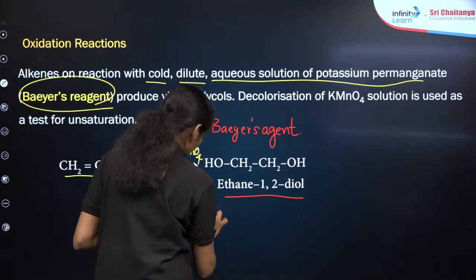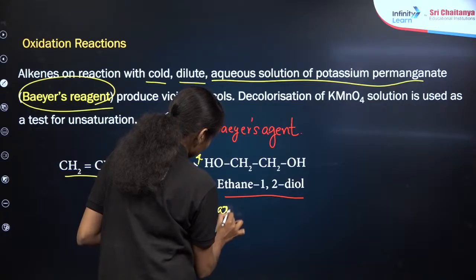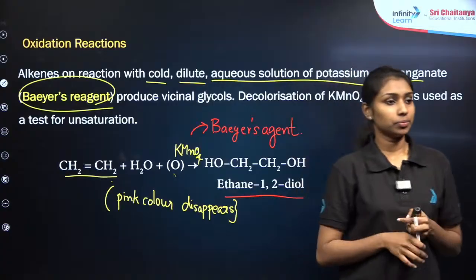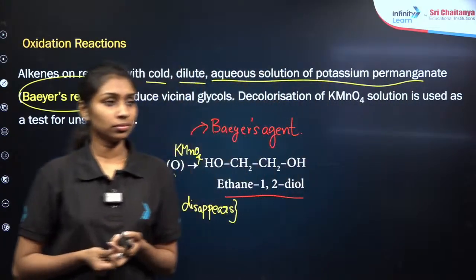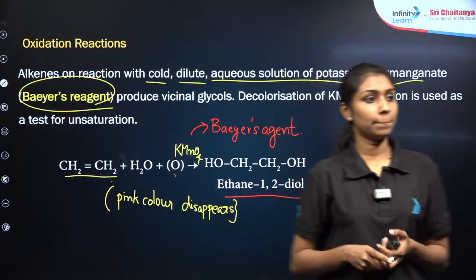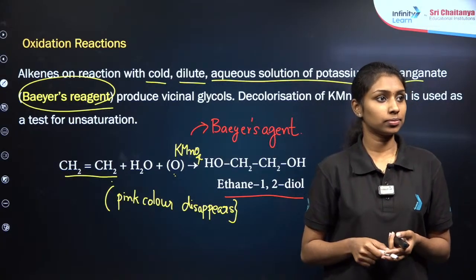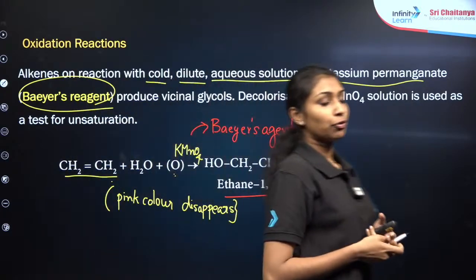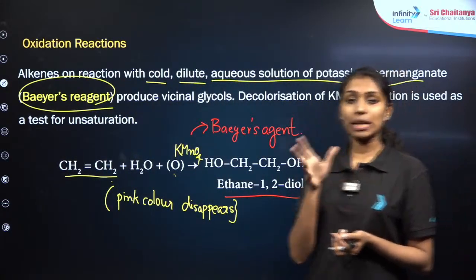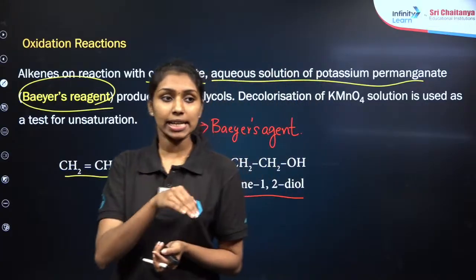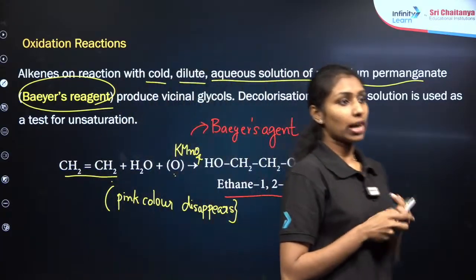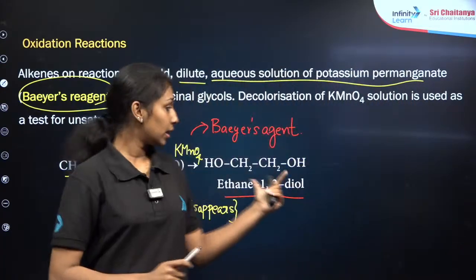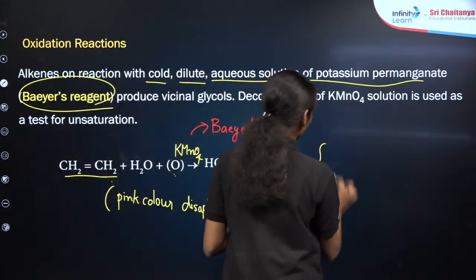In the previous case also we have seen one test for unsaturation. What was the first test for unsaturation? Just recall: we studied the addition of halogens. If you add bromine in CCl4, bromine has a characteristic color, and after the reaction it disappears, which means it is also used as a test for unsaturation. Just like that, here the pink color of the KMnO4 or Baeyer's reagent disappears. It is also used as a test for unsaturation.